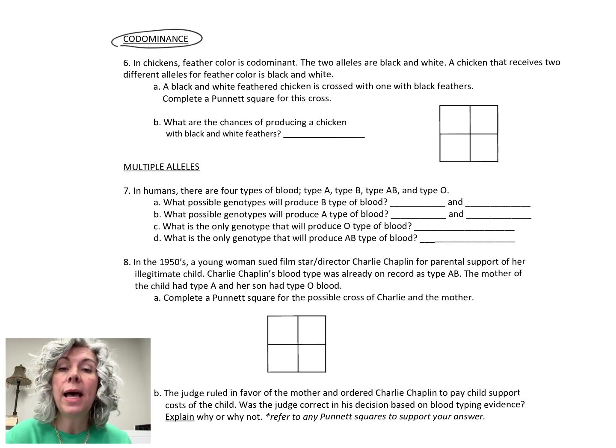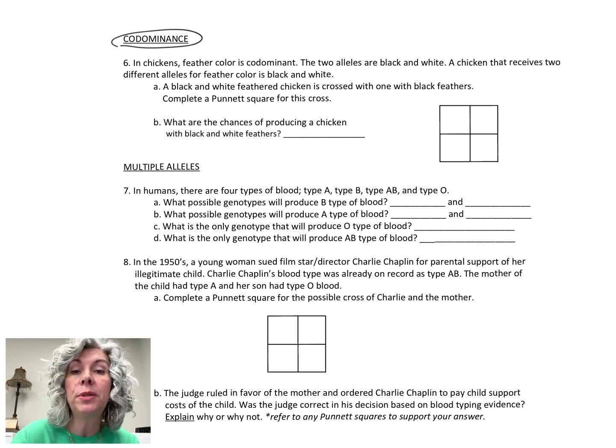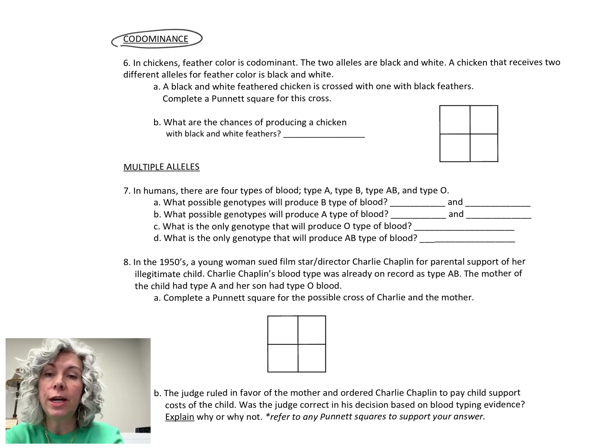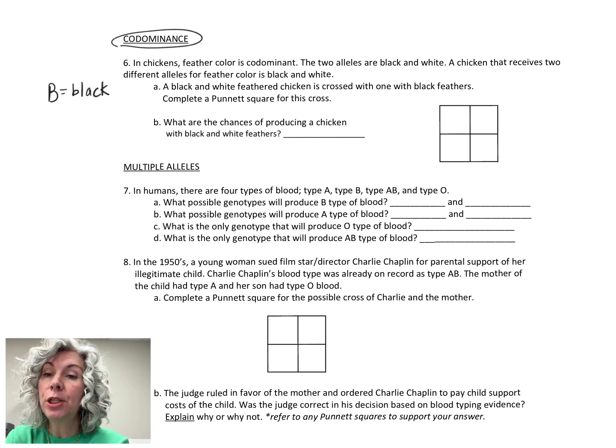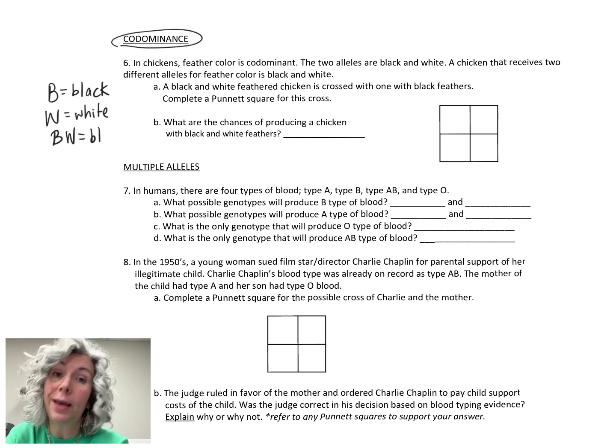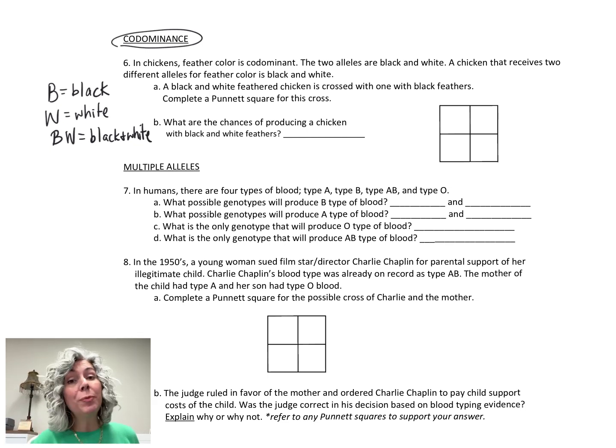So let's look at this question. A black and white feathered chicken is crossed with one with black feathers. Complete a Punnett square for the cross and then answer the question. All right, here we go. Let's make a key. I've got a black trait. I'm going to use a capital B for black. I'm going to use a capital W for white since it's dominant. And then my heterozygous is going to be a BW. And guess what it's going to be? Black and white. Not gray, right? Gray would be incomplete dominance, when they blend. This is codominant, so it's going to be black and white.